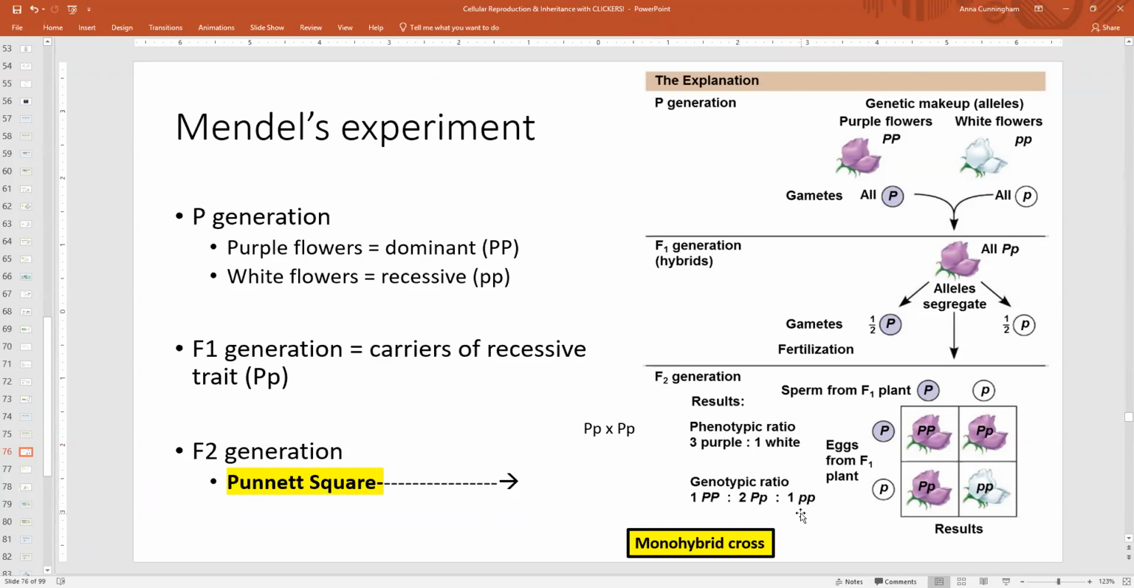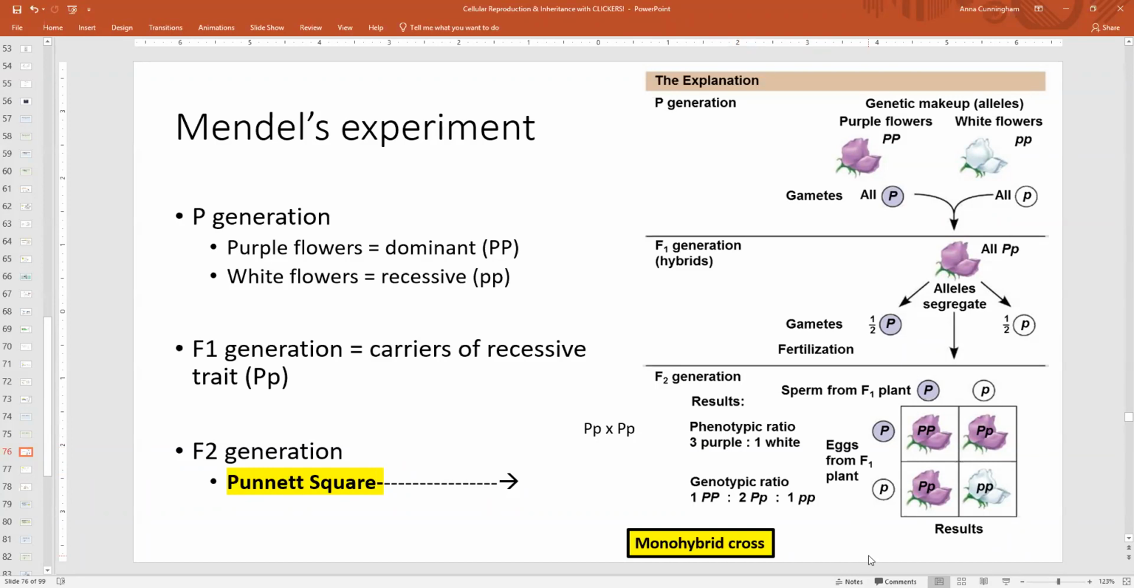And then we also look at our genotypic ratio. We only had 1 out of 4 possibilities where both alleles would be recessive, or homozygous recessive. There is no dominant trait present. That's the only time we would get the recessive allele expressed. So the likelihood is 3 to 1, you're going to get purple flowers as opposed to white flowers. Right. Does that make sense?